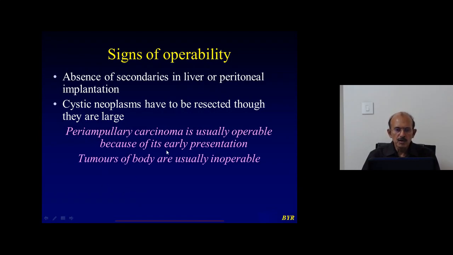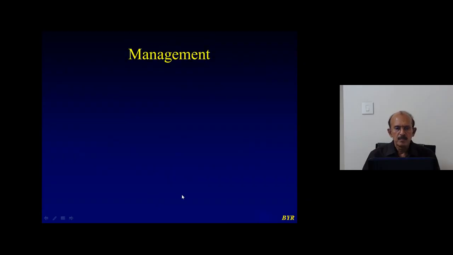Tumors of the body are usually inoperable because by the time they come to the surgeon, the tumors will be in a very advanced stage, because in the early stage they are asymptomatic. So the patient cannot identify that he has a mass in the pancreas. The management: head tumors, operable tumors, and fit patient. So I told you, for operable tumors, the treatment is curative resection.